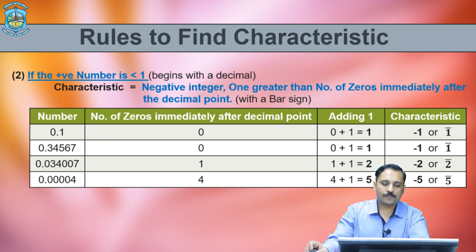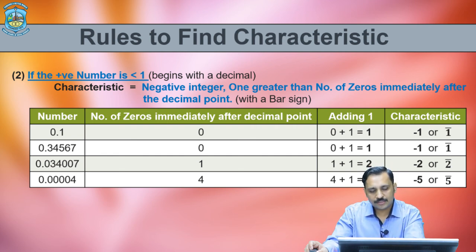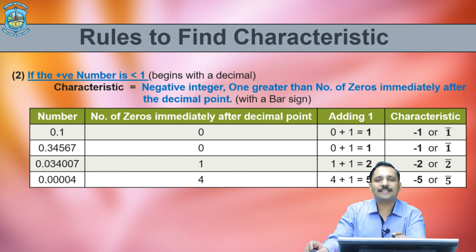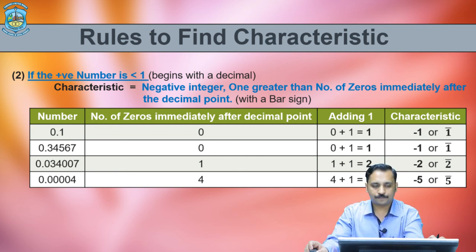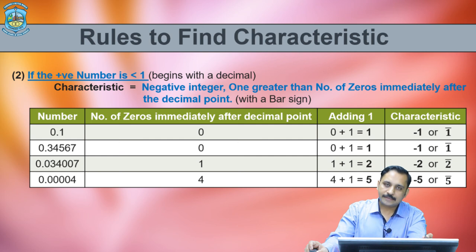Let us see how. If you look at this table, we have 0.1 as the number. Here, the number of zeros immediately after the decimal is 0. Since it doesn't have any integer value, we cannot use the first property to find the characteristic, so we use this second property. Here, we have no zeros after the decimal, so the number of zeros is 0. We add 1 to this, it becomes 0 plus 1, that is 1, which is the characteristic value. But since this value is less than 1, we consider this as a negative characteristic and we put a bar over our answer. Hence, the characteristic value is 1 bar. That means minus 1.